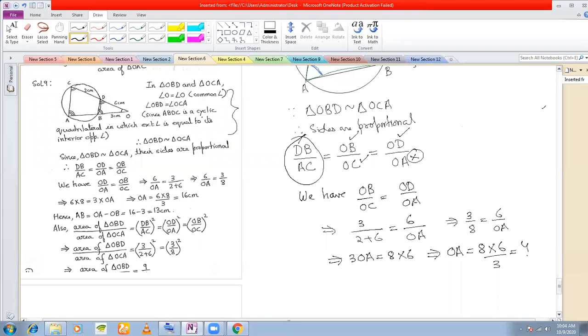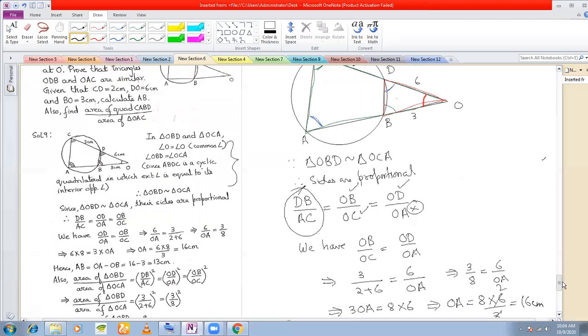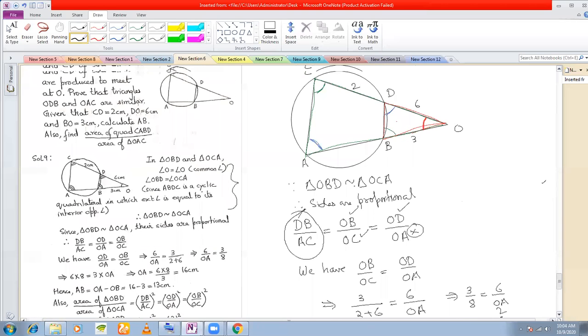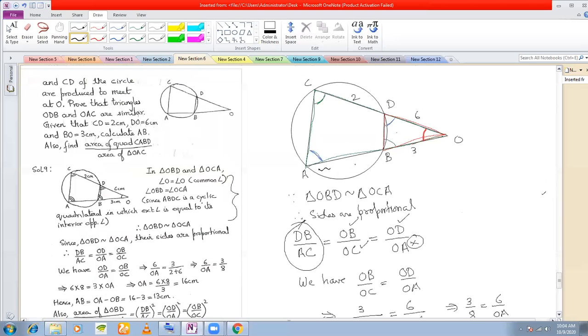Okay, 48 by 3. Or no, this cancels actually. By 2, so 16. So the length of OA we have got is 16 centimeters. You have to calculate the length of AB. This length. What is this length? The entire length OA minus the length OB.